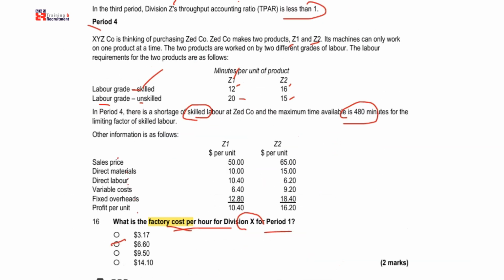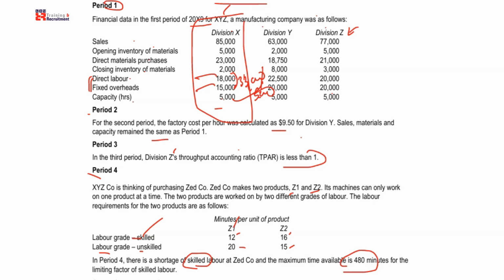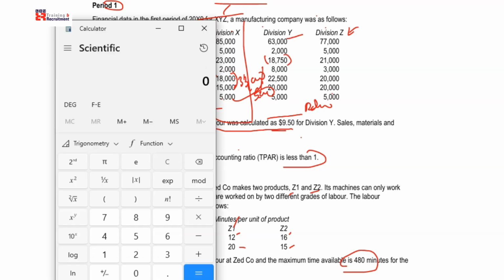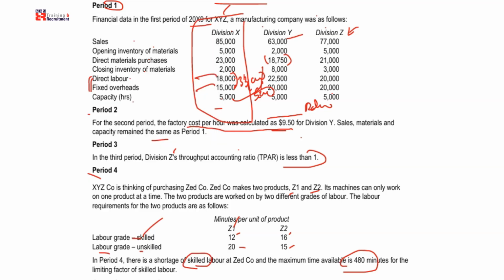In period 2, the factory cost per hour is already given, the bottom one. We just need the return. And how do you calculate the return? Throughput return is sales minus material cost. Sales minus your direct material purchases. So can you do that on the calculator? 63,000 minus 18,750, 44,250 is my throughput.